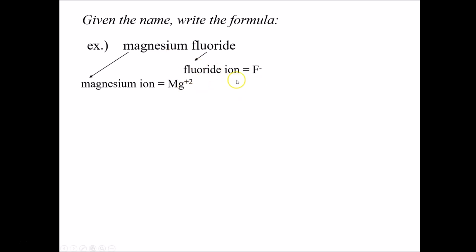Now I have to put these two together. How do I put them together? Remember, I take the numbers that are here and a number that is here. Remember, this would be a 1, even though it doesn't show. There's a 1 there. I take those numbers and I crisscross. So how many Mg's do I need? Well, this tells me I need 1. How many F's do I need? Well, this tells me I need 2, right? Crisscross the numbers. So MgF2 would be my formula. All right, let's do another one.